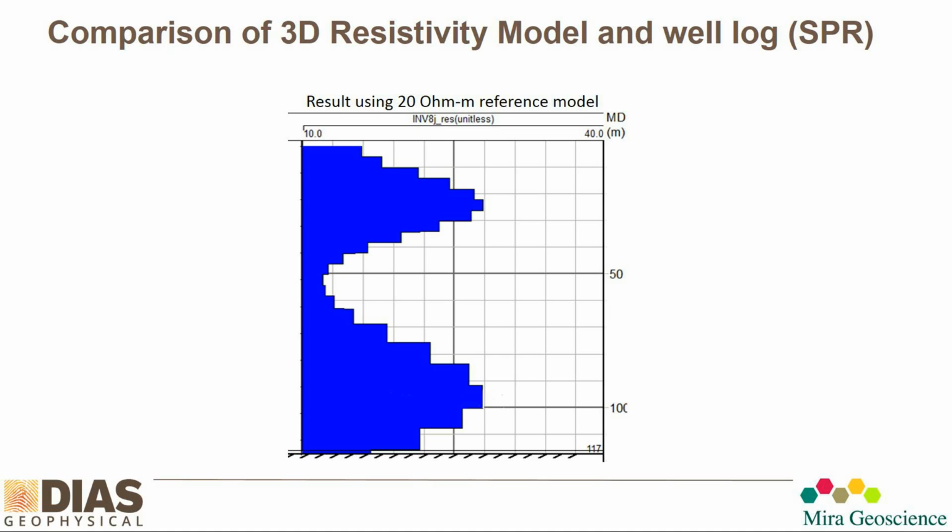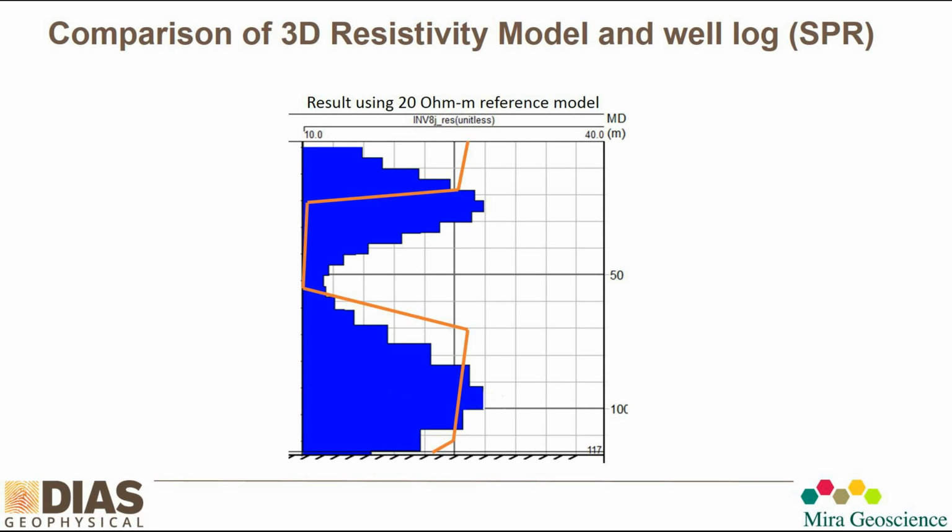We had access to some well logs. In this case, it was a single point resistivity log, uncalibrated. This is the model in the vicinity of that well. And if I just overlay a trace of that, I've arbitrarily scaled that uncalibrated SPR log to generally match the geology here.